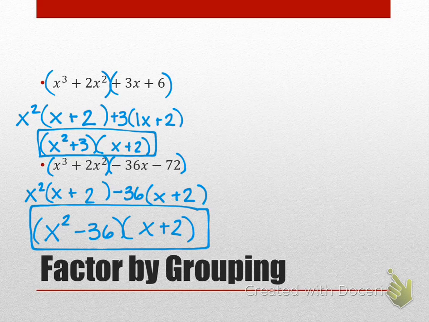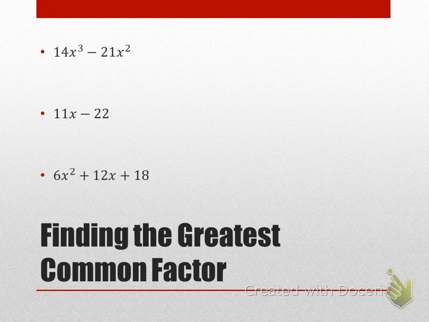All right, let's do the next problem. Finding the greatest common factor. Again, you guys know how to do the greatest common factor. That's what we do in factor by grouping. We say, okay, what's the greatest common factor? So that's all we're doing here is taking out the greatest common factor of these terms. So if I've got 14x cubed and 21x squared, what is the greatest common factor of 14 and 21, Noah? 7. So I pull the 7 out here.